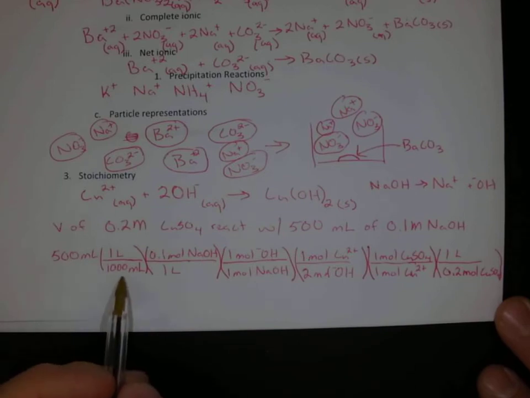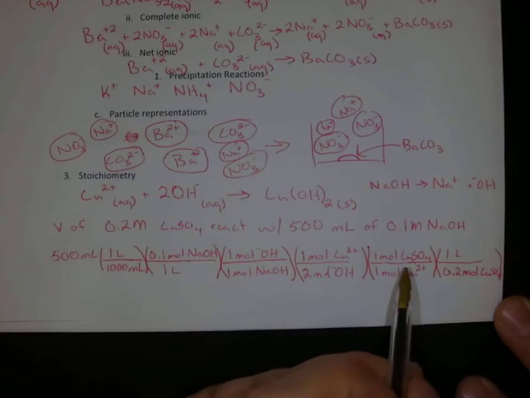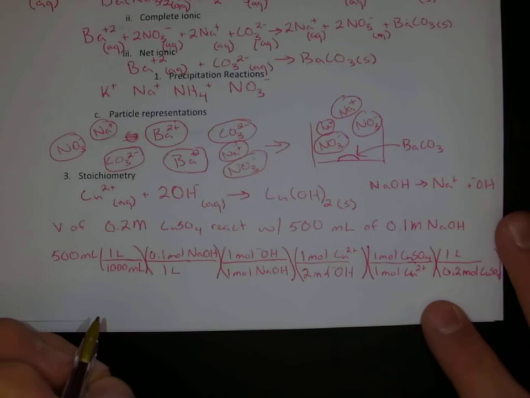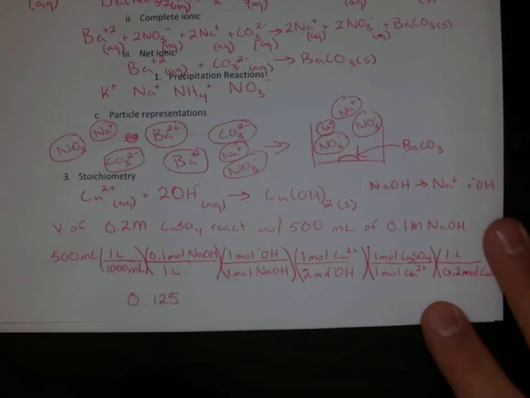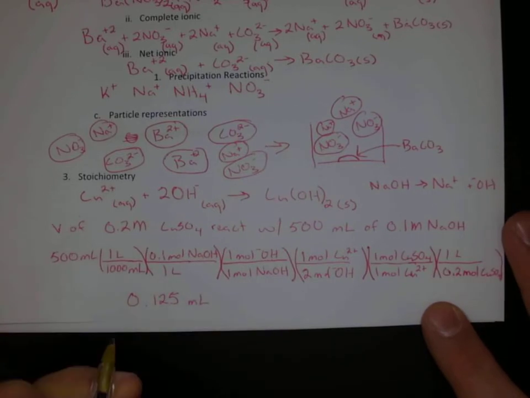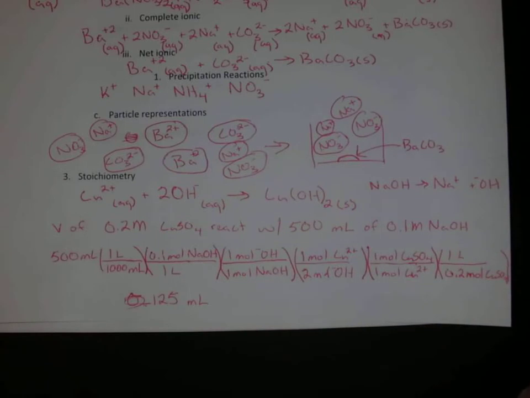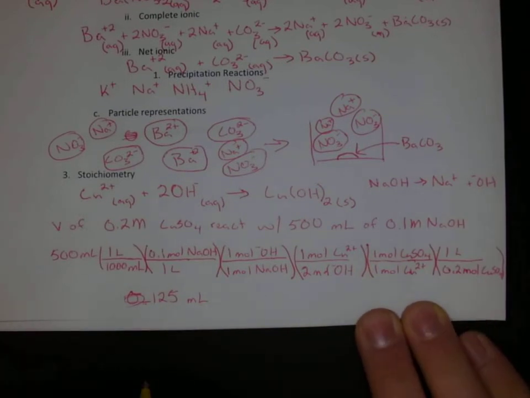And then I just need to do my calculation. 500 divided by 1,000, that's 0.5, times 0.1, that's 0.05. Divided by 2 would be 0.025. Divided by 0.2 is my last piece. So 0.025 divided by 0.2, that would be the same thing as times 5. I think it should be 0.125, right? Which would be 125 milliliters. Let me just see if I did that correctly on my calculator. Looks like I did. That would be 0.125 liters, which would be 125 milliliters.